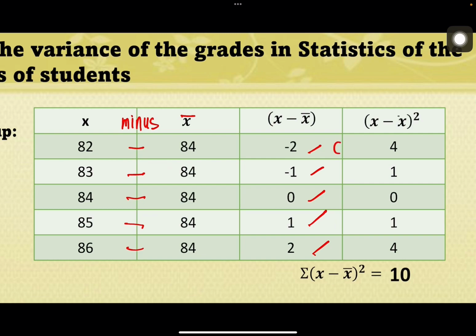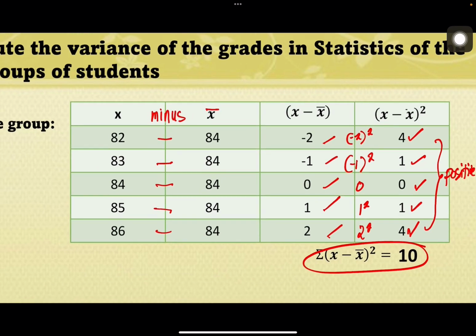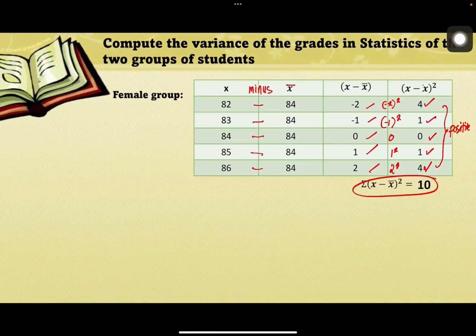Negative 2 squared is 4. Negative 1 squared, positive 1. Remember, kapag nagsi-square na, dapat lahat maging positive. Walang negative dapat dyan. 1 squared is 1 and 2 squared is 4. Add this, then you'll get 10. So, yun ay i-substitute natin mamaya dun sa ating formula.